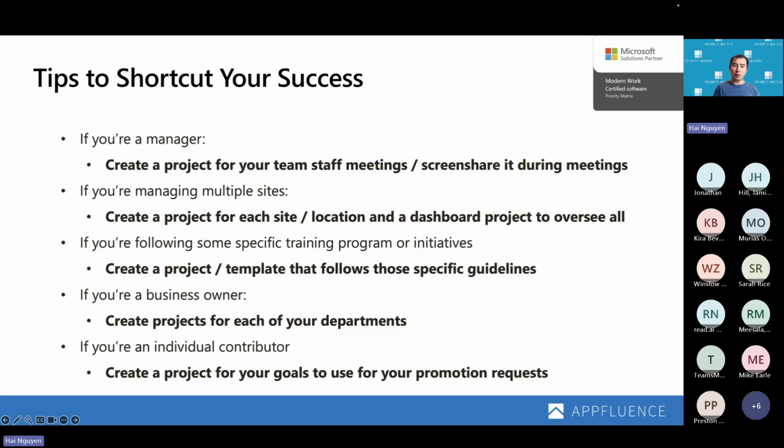If you're an individual contributor, create a project for your goals to use to track your promotion request. I bring that up because I think at the end of the day, your success is the most important aspect of all of this, right? You can use Matrix for so many different things, but one thing that's really nice is you can go to that search view, create a report of all the work you've done for the past quarter, and paste it into your workload management software. And so you're able to generate that report of your work and prove that you've done all these things as a way to get a promotion.